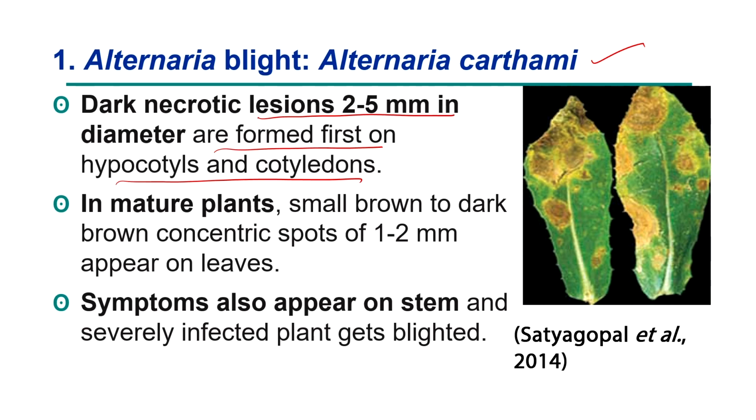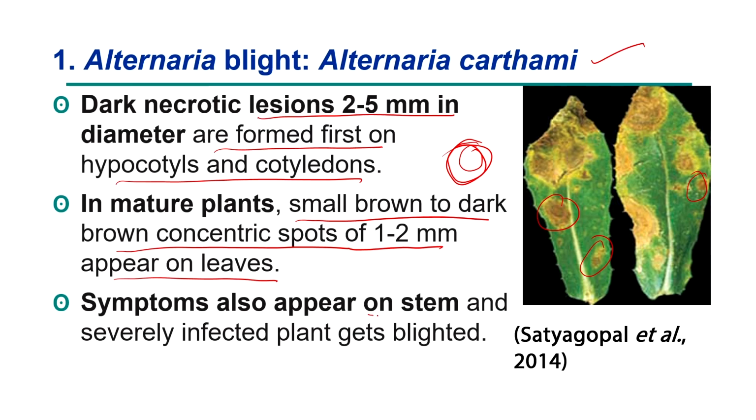In mature plants, small brown to dark brown concentric ring spots of 1 to 2 millimeter appear on leaves. So you can see on the right side in the picture, there are small brown to dark brown spots. Such kind of spots are there that you are clearly seeing, and initially or in the beginning they make a concentric ring. You can see like this. These are concentric rings formed by this particular fungus.